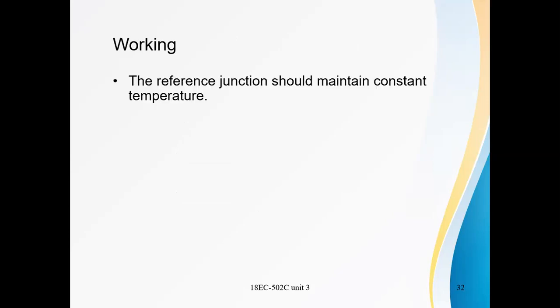Now we'll see the working of the thermocouple. It has two dissimilar metals joined at one point. That point is called the hot junction or sensing junction. At the other two ends, a constant temperature is maintained. That is called the cold junction or reference junction.